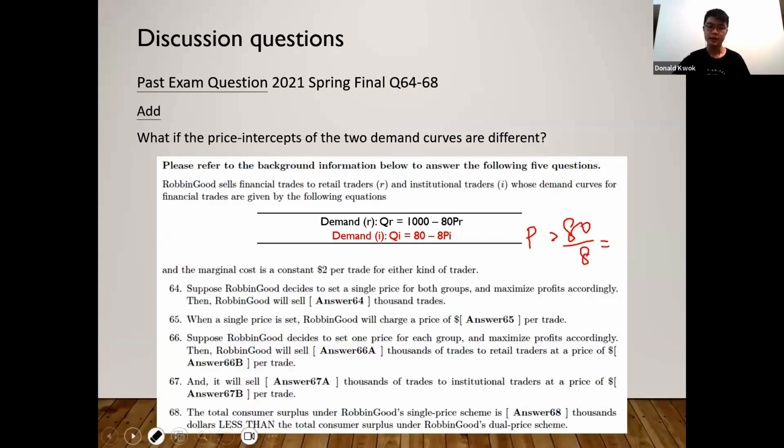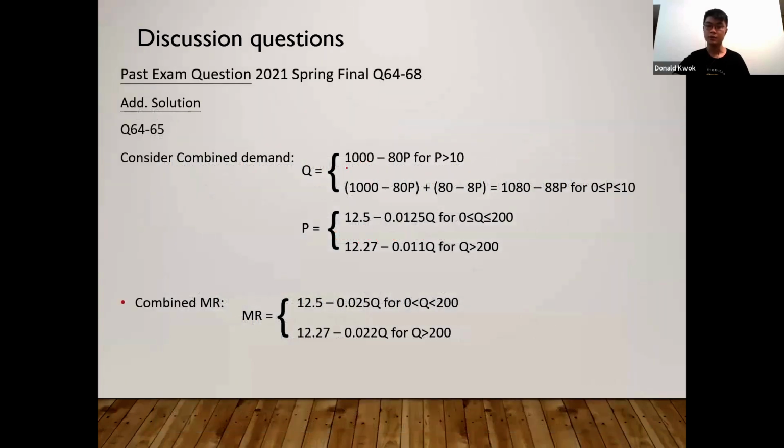Because when the price is higher than 80 divided by 8, which is 10, then institutional traders are not buying positive units and only retail traders do. So when the price is higher than 10, we only need to put the demand expression for the retail traders. However, when the price is lower than 10, both retail and institutional traders are buying positive units. So we need to put the individual demand expressions for the retail traders and the institutional traders in the market demand curve. Okay, so we have the combined demand curve right here.